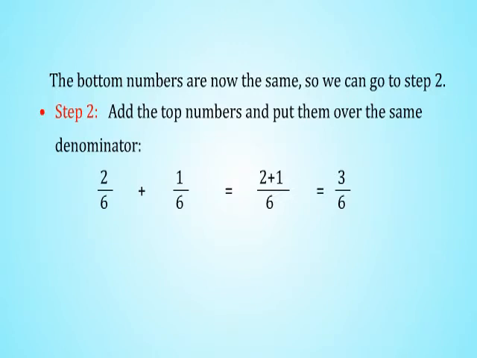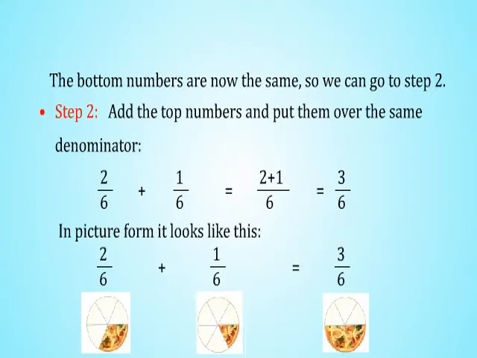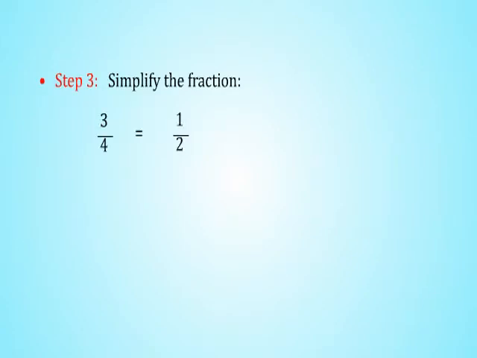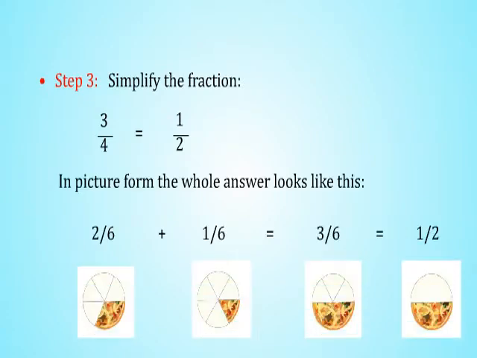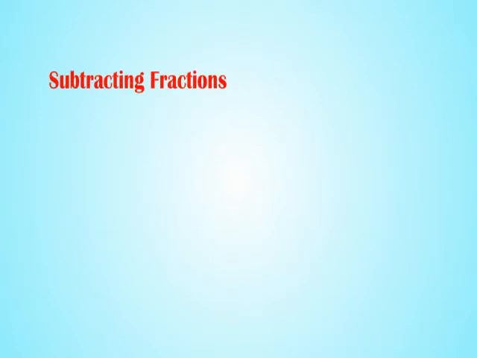2 by 6 plus 1 by 6 is equal to 2 plus 1 by 6, which is equal to 3 by 6. In picture form, it looks like this. 2 by 6 plus 1 by 6 is equal to 3 by 6. Step 3. Simplify the fraction. 3 by 6 is equal to 1 by 2. In picture form, the whole answer looks like this. 2 by 6 plus 1 by 6 is equal to 3 by 6, which is equal to 1 by 2.